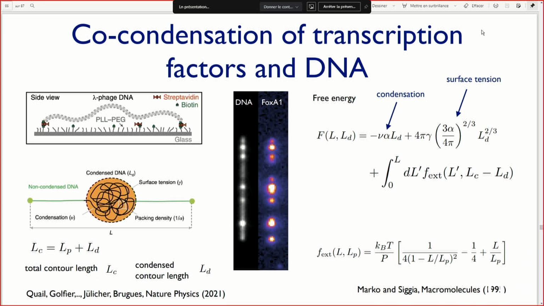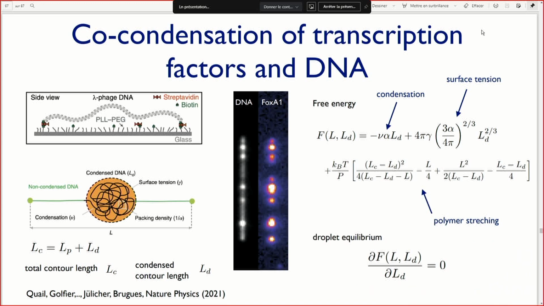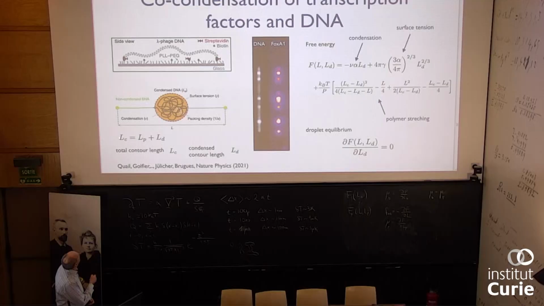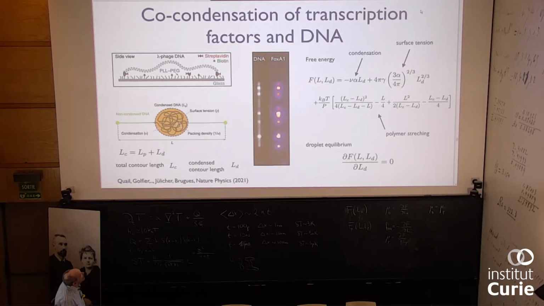And this integral is easy for the equation I just gave you. And it gives me this term. This second term here is now this function f, which is a function of L and LP. And LP can be represented as LC minus LD. LC is the overall contour length. This experiment is done with lambda DNA, and LD is the size of the droplet. And now I have overall a free energy which depends on the extension that is imposed by the experimentalist and the size of the droplet, which the system has to choose.